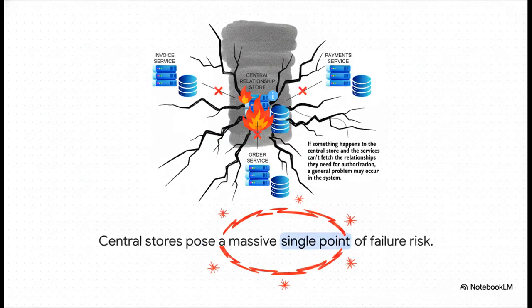But this introduces a terrifying architectural risk. If that central store goes down, if it literally or figuratively catches fire due to a bad deployment, a network partition, or a massive traffic spike, your entire system goes dark. Even if your order and payment microservices are perfectly healthy and running smoothly, they can't verify access for a single user request. They have to fail closed to remain secure, which brings your entire application to a grinding halt. That central brain becomes a massive, system-wide single point of failure.